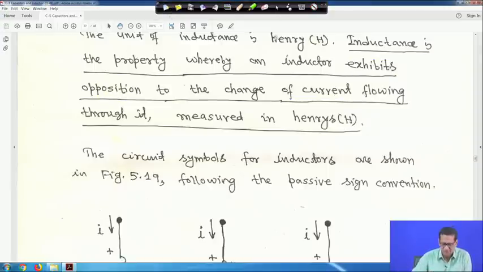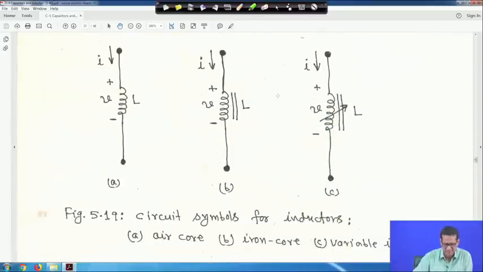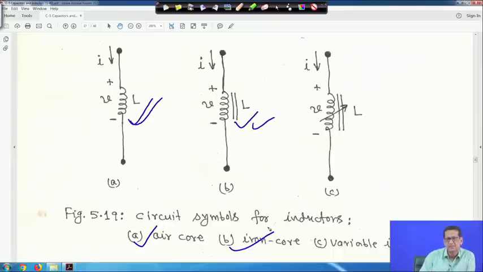The circuit symbols for inductors, as shown in figure 9, follow the passive sign convention. This one is the symbol of an inductor when it is air core; here it is written figure A, air core. When this symbol is there, it is iron core. And when this variable sign with an arrow is there, it is a variable iron core.